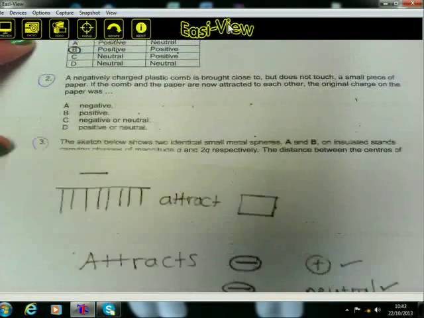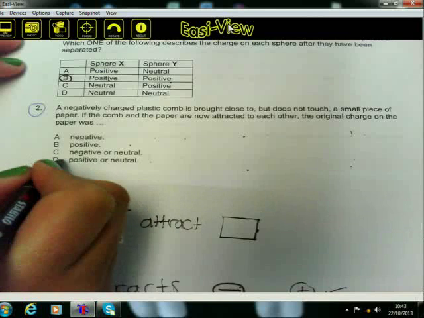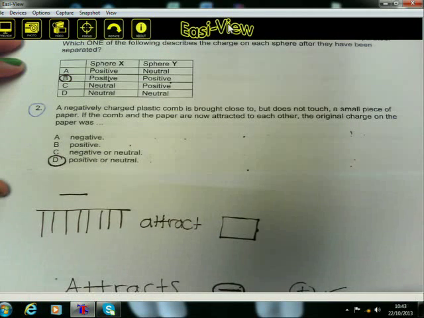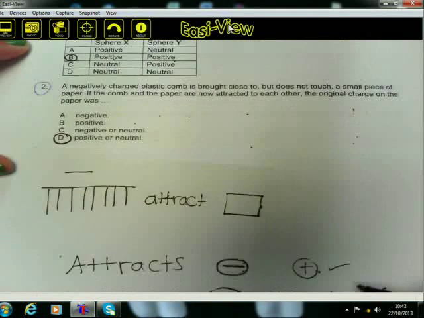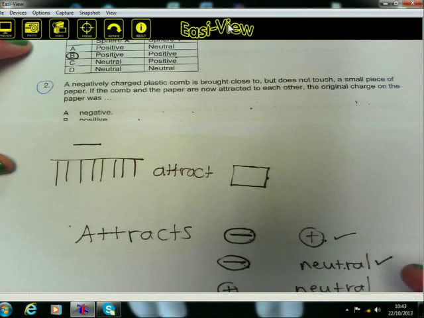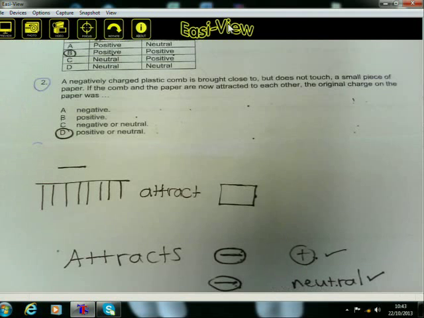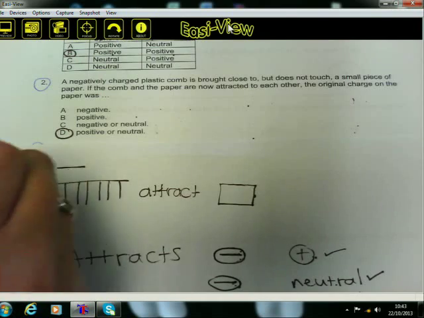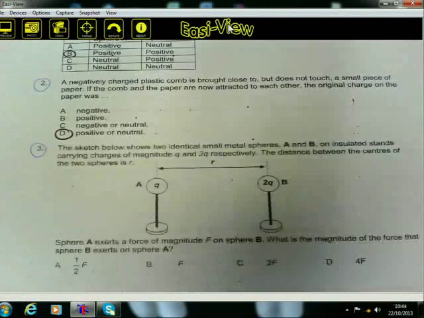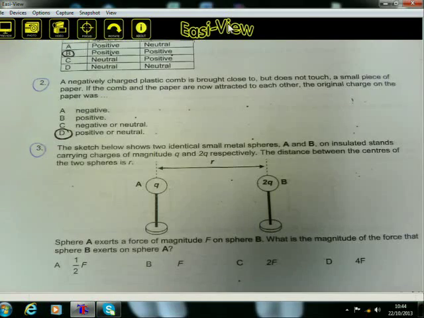And let's see if we have an option like that. We have number D, either positive or neutral. There we go, either positive or neutral. And that is number D. That's number 2. Right, this was number 1. Let's move on to number 3.